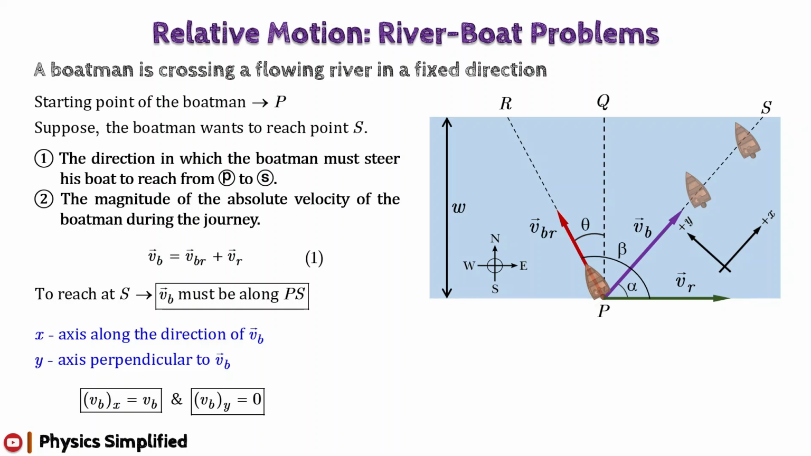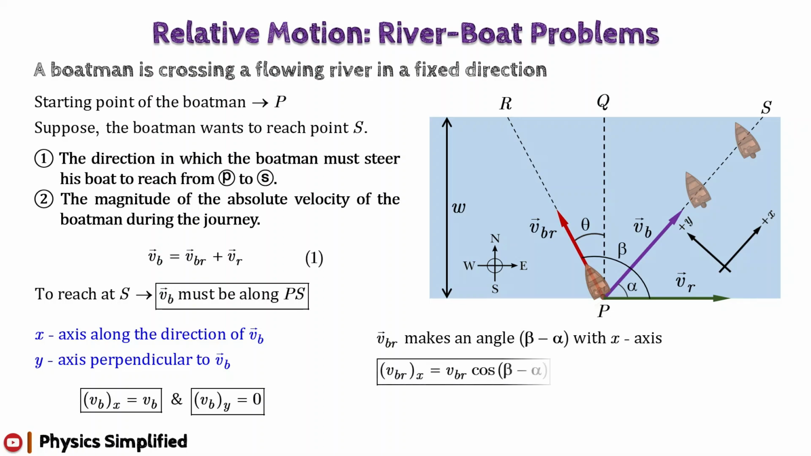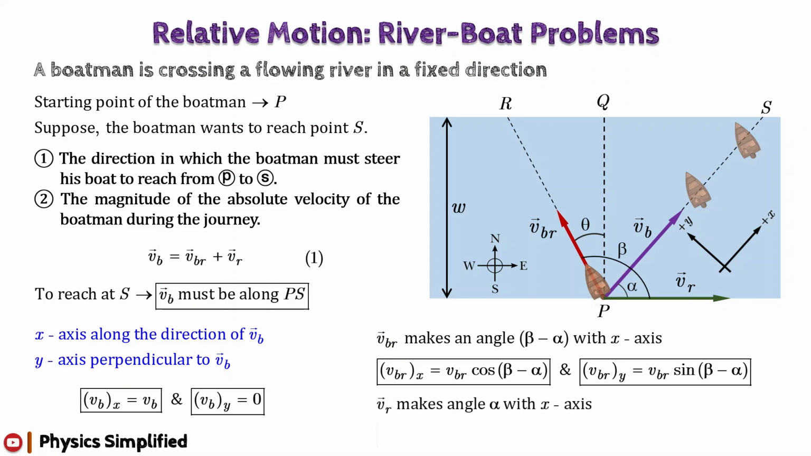According to the figure, the angle made by vector v_br with x-axis is beta minus alpha. Hence, the x and y components of vector v_br are given by v_br cos(beta minus alpha) and v_br sin(beta minus alpha). Similarly, the x and y components of vector v_r are given by v_r cos alpha and v_r sin alpha.